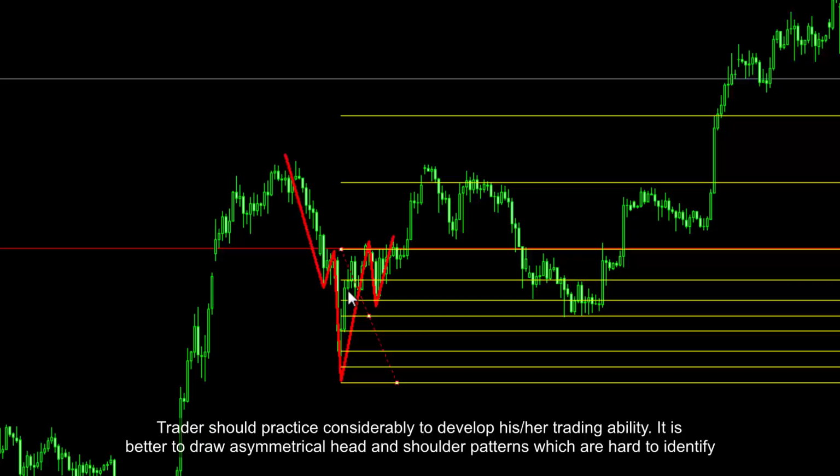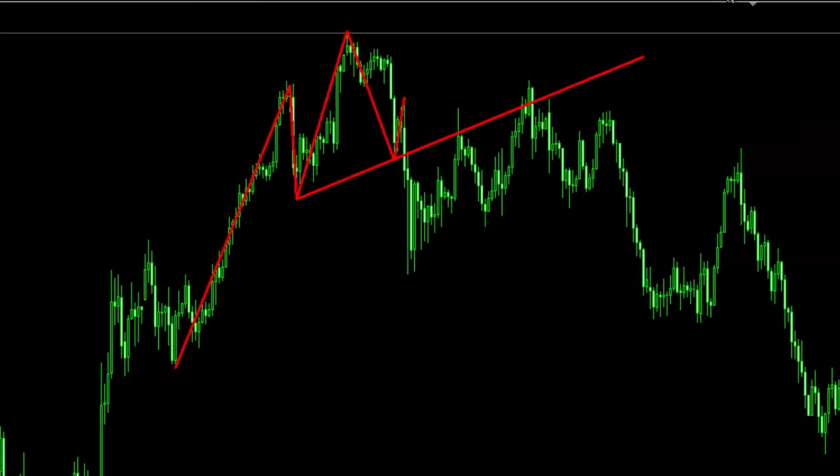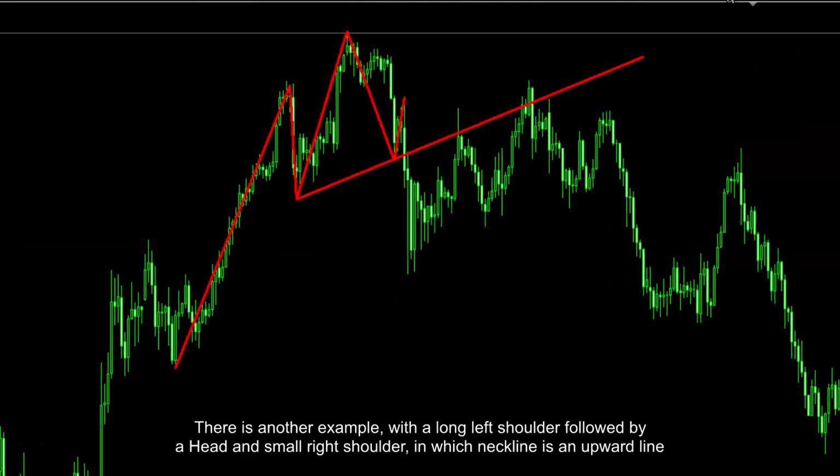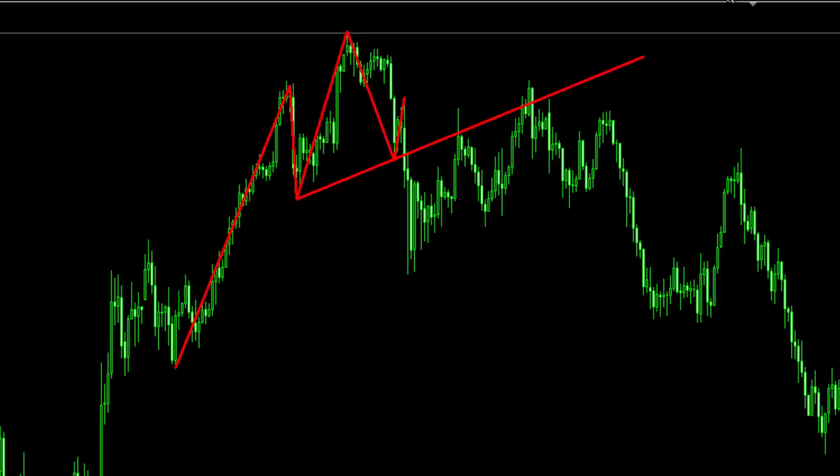A trader should practice considerably to develop his or her trading ability. It is better to draw asymmetrical head and shoulder patterns, which are hard to identify. There is another example with a long left shoulder followed by a head and a small right shoulder, in which the neckline is an upward line.